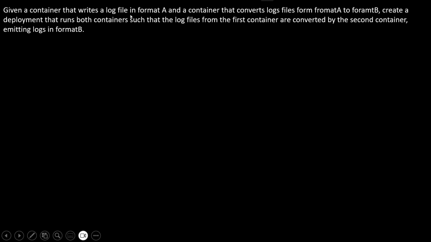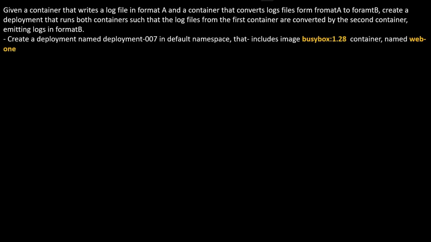Given a container that writes a log file in format A and a container that converts the log file from format A to B. Create a deployment that runs both containers such that log files from the first container are converted by the second container, emitting log format B. It means that they are indirectly saying that you need to create a sidecar container.